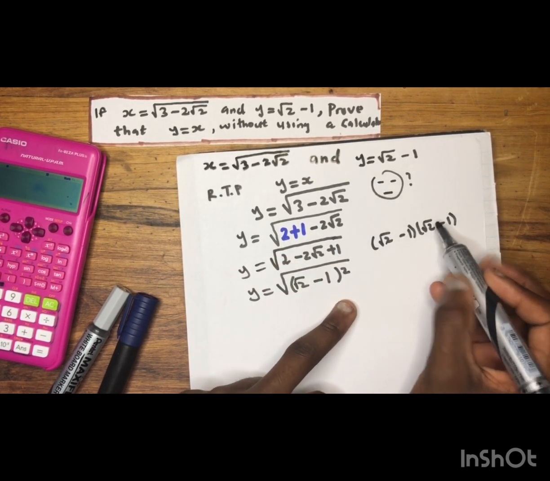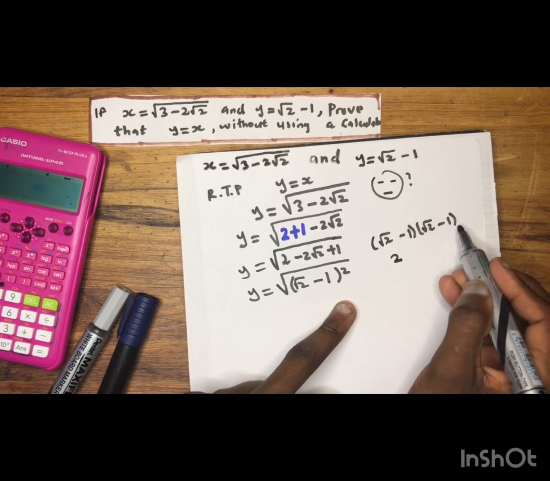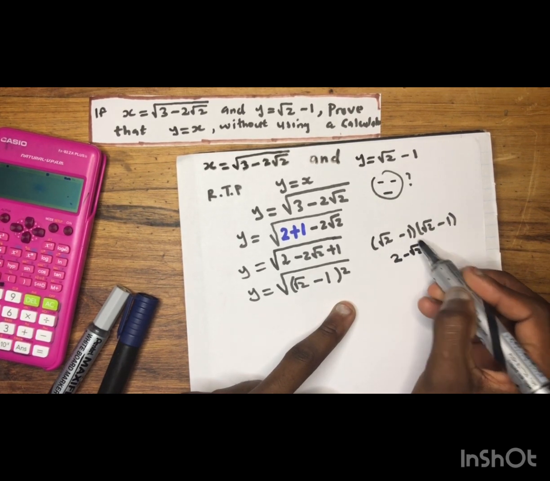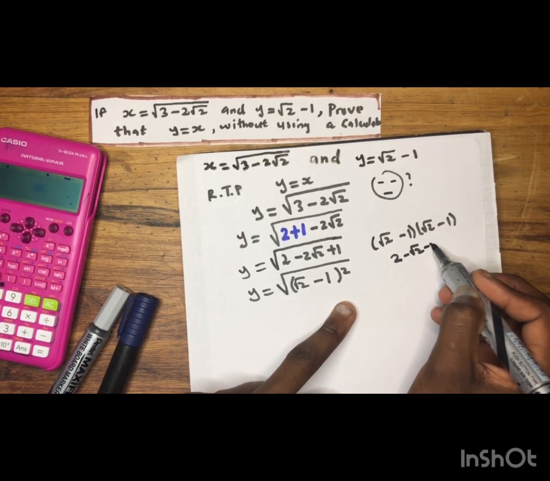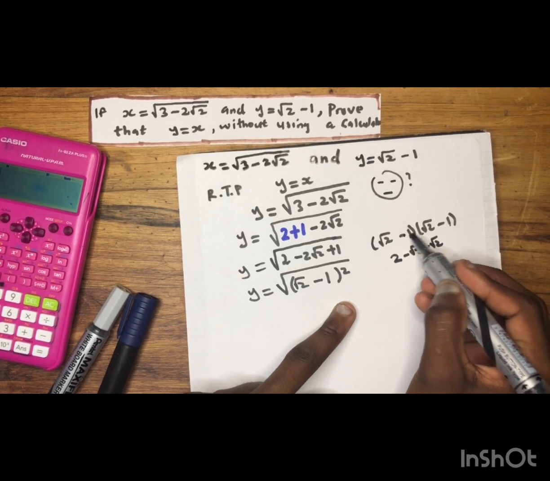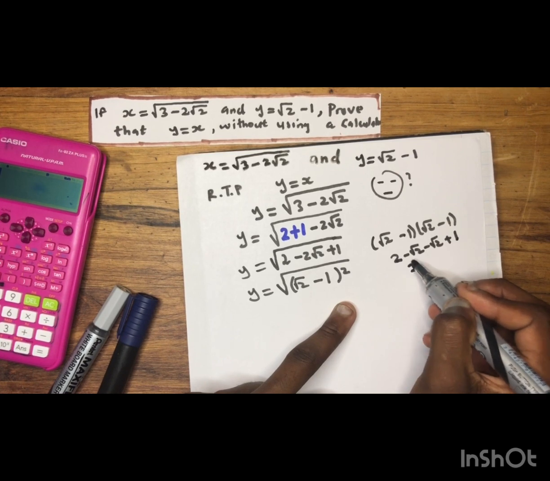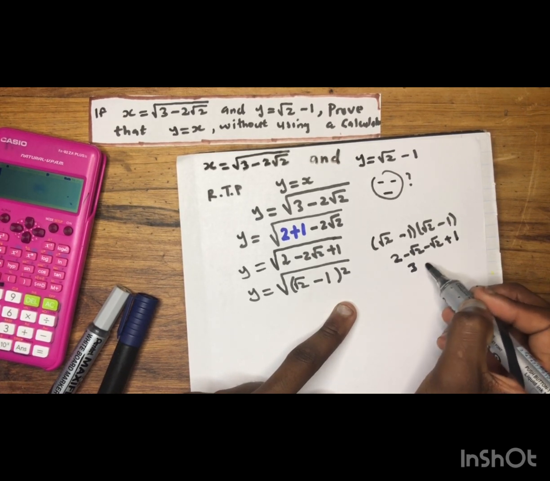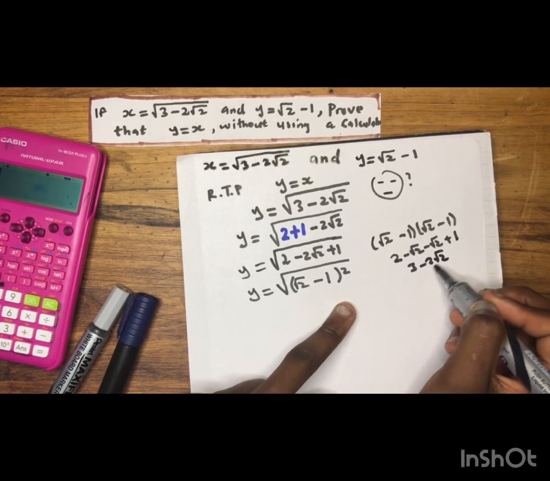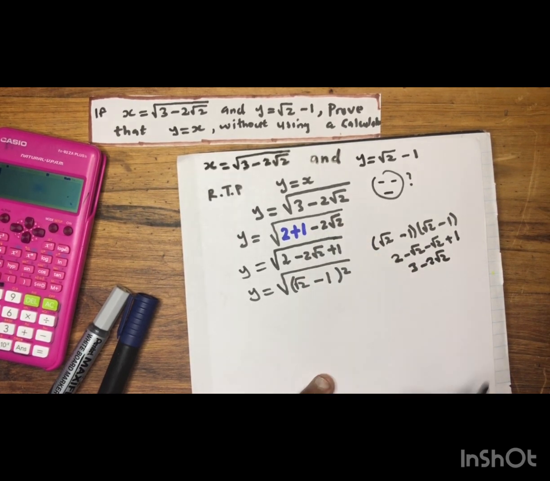So root 2 times root 2, you get 2. Root 2 times negative 1 is negative root 2. Negative 1 times root 2 is negative root 2 again. Negative 1 times negative 1 is positive 1. 2 plus 1, you get 3. Negative root 2 minus root 2, you get negative 2 root 2, which is the same as this one.